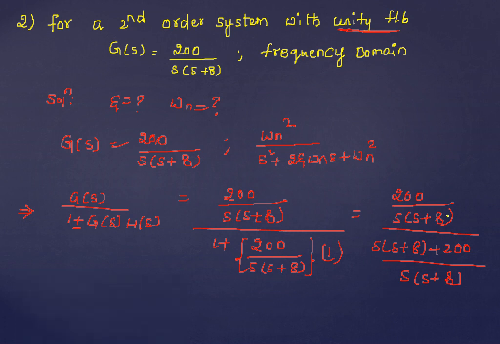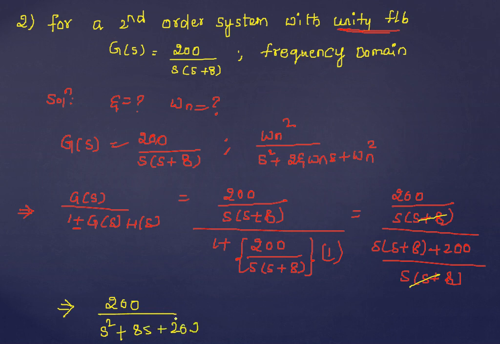So here these term and these term get cancelled out. Finally we are left with 200 by S into S plus 8. S into S is S square, plus S into 8 is 8S, plus 200.